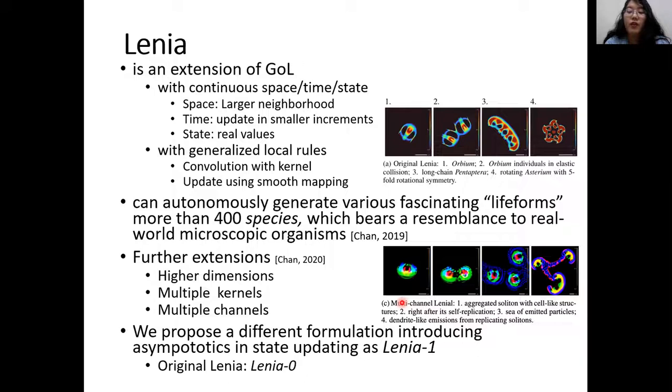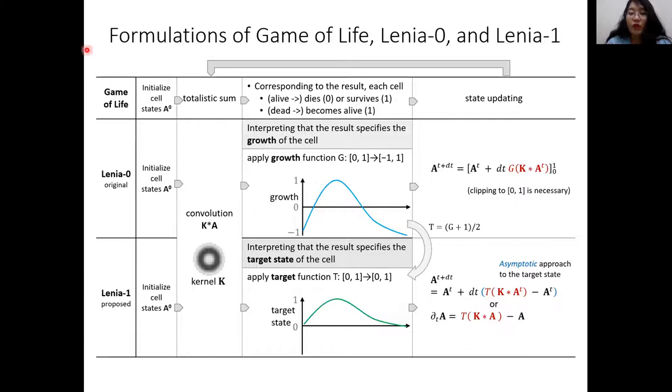We propose a different formulation introducing asymptotics in the state updating, as Lenia 1. Hereafter, we call original Lenia as Lenia 0. This table summarizes the three models, Game of Life, original Lenia, and the proposed model.